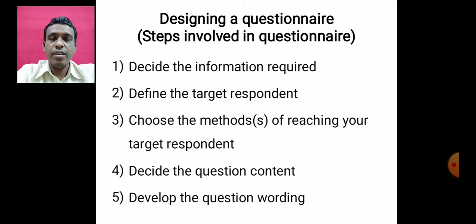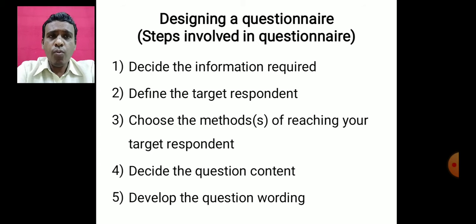First one, decide the information that is required. Firstly, you have to decide what information you have to collect, and this is based upon the objectives of the study. So this information that you have to collect from the respondents will be decided by the objective or the purpose of your study. Based upon the purpose of your study, you will decide what information or data has to be collected from the respondents.